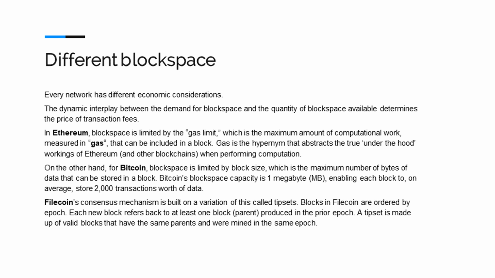Filecoin's consensus mechanism is built on a variation of this called a tipset. Blocks in Filecoin are ordered by epoch. Each new block refers back to at least one block produced in the prior epoch. A tipset is made up of valid blocks that have the same parents and were made in the same epoch.